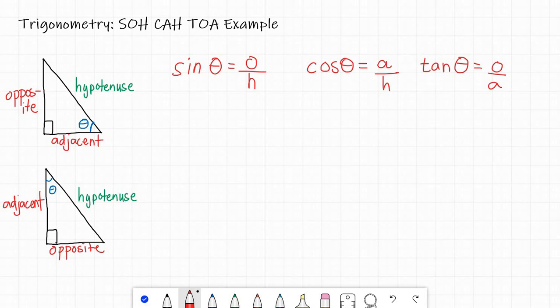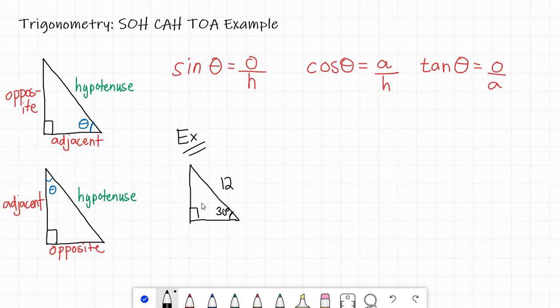So that's all well and good, but now let's go ahead and talk about how to apply these formulas. So let's do a quick example. I'm going to set up a triangle here, very similar to what we had in the example on the left. And I'm going to say that the hypotenuse is 12 units, and I'm going to give the angle in the right-hand corner here a measure of 30 degrees.